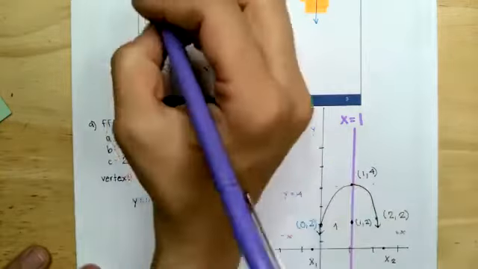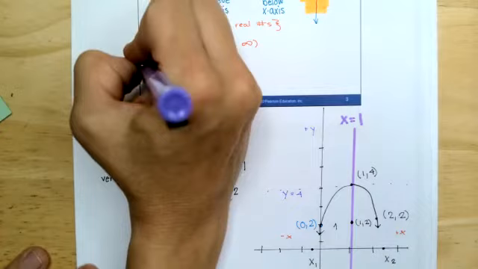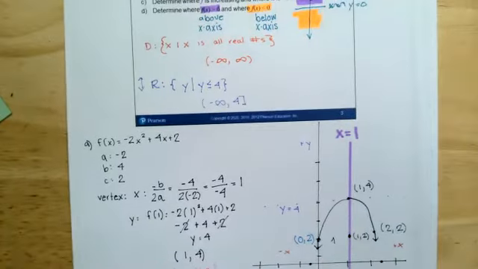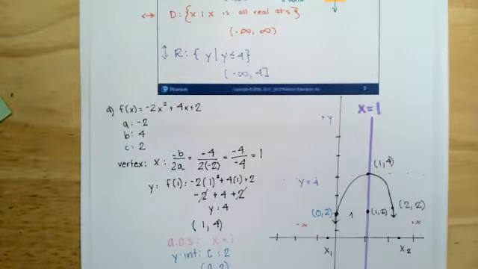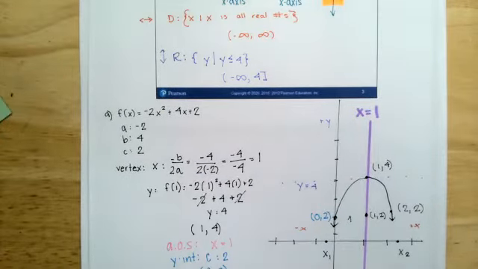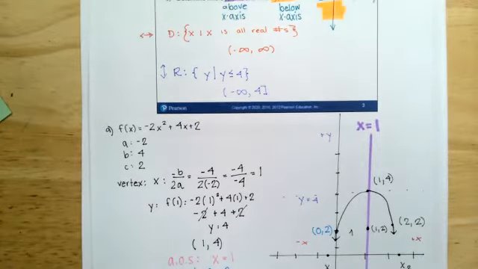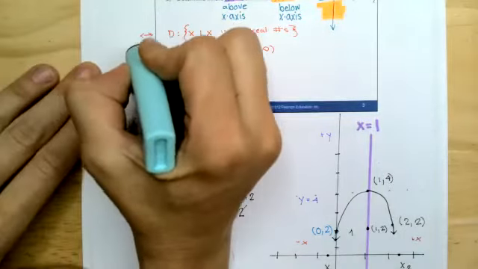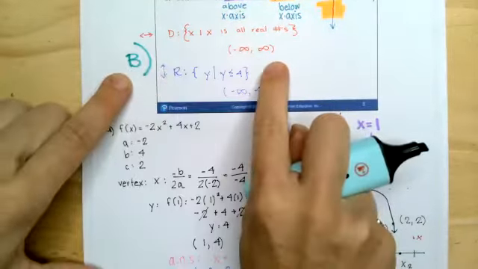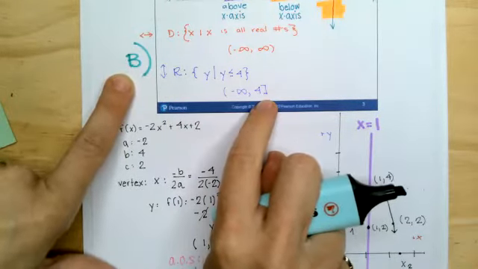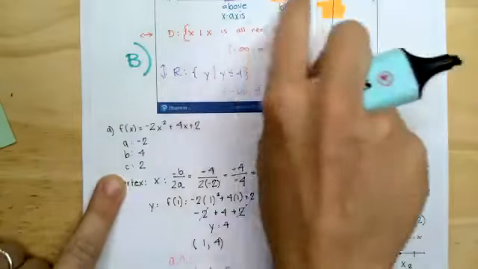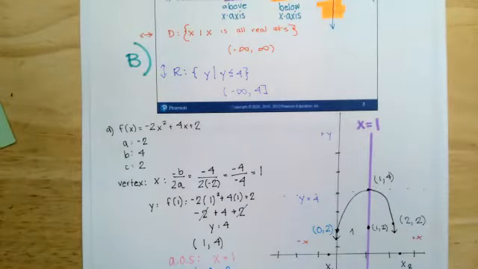Good. Remember, your range is where the graph is up and down. Your domain is where the graph is left to right. All right. So that was letter B. The domain is all real numbers. The range is from negative infinity to 4, including. Here's the graph of it. Where is it increasing and where is it decreasing?